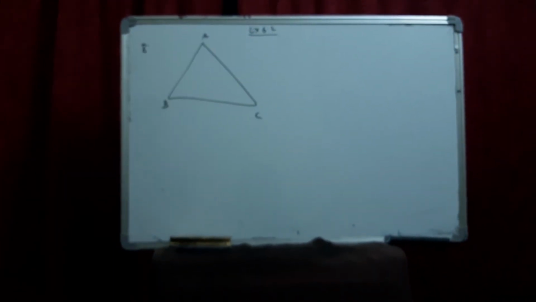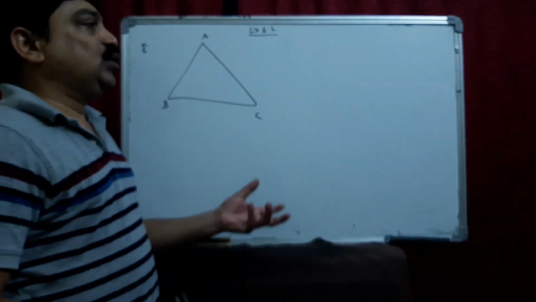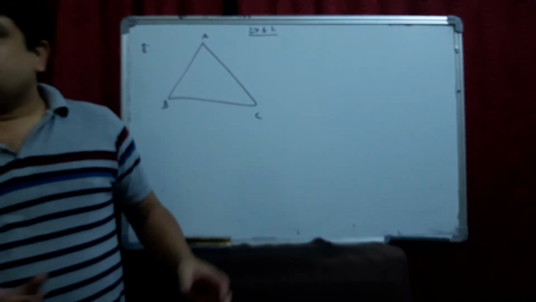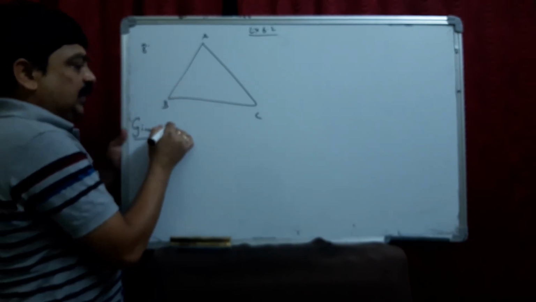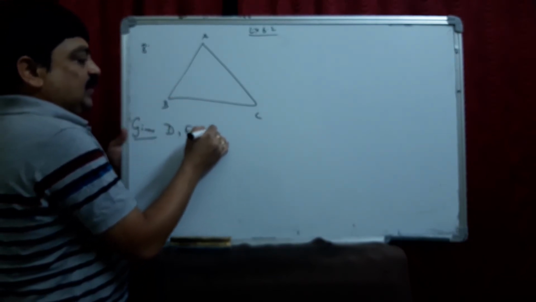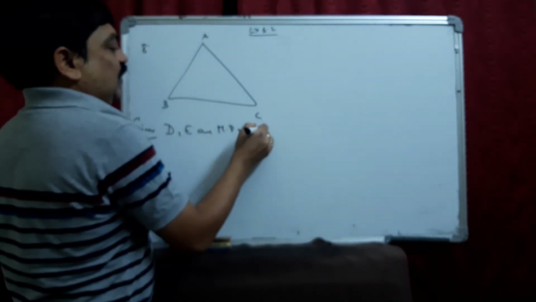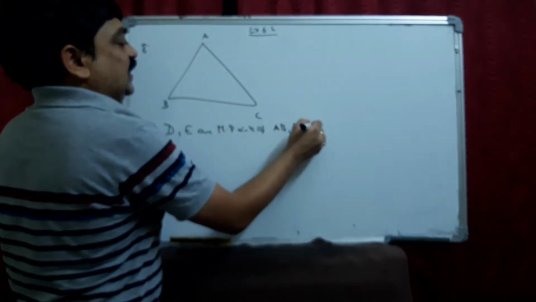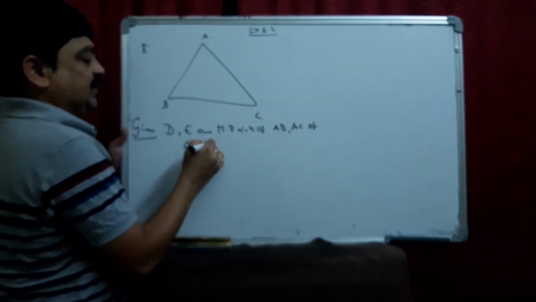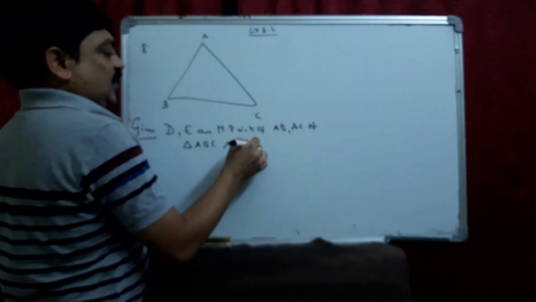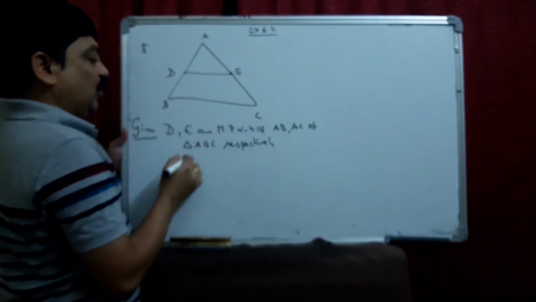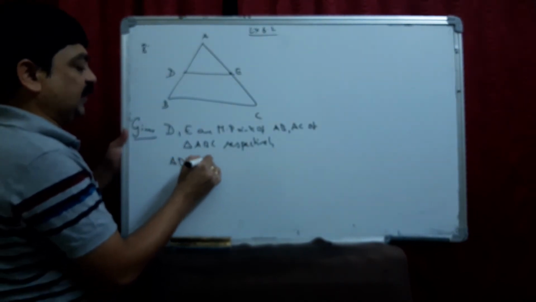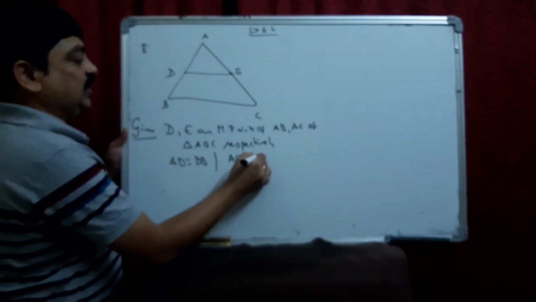See, in the eighth question, we are asked to prove that the line joining the midpoints of two sides of a triangle is parallel to the third side using the converse of BPT. How? I'll tell you. So, what is given here? Let D, E be midpoints of AB and AC of triangle ABC respectively. This is D and this is E. Midpoints means clearly AD is equal to DB and AE is equal to EC.